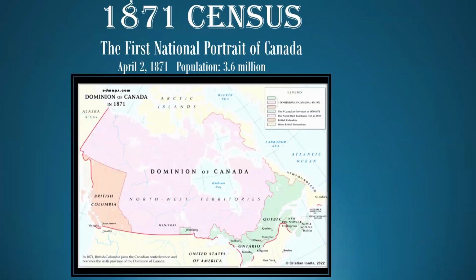Now, by 1871, this is the first national portrait. April 2nd, 1871, we have a population of 3.6 million. Now, you begin to see that it included the 4 provinces of Ontario, Quebec, New Brunswick, and Nova Scotia. PEI did not join right away. It kind of waffled, if you will. So that's going to come later. But realize that if your ancestry is PEI, you're not going to find them on the 1871 census. They may have their own individual, but they're not going to be on the national.